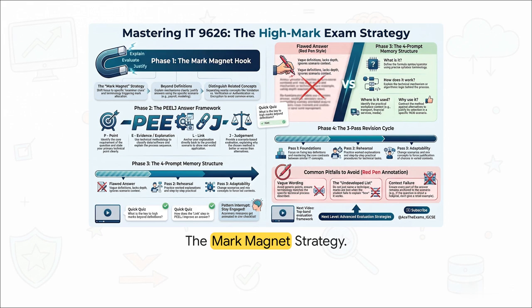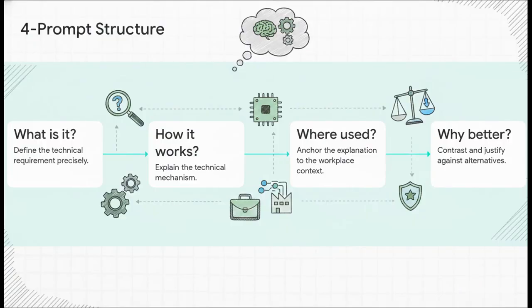You're actively engaging with the exact terminology that triggers mark allocation. But wait, how on earth are you supposed to remember all of this when you're actually sitting there under exam pressure? Well, we need to replace standard, passive memorization with a reliable mental structure. And we do this using the 4-prompt memory structure.